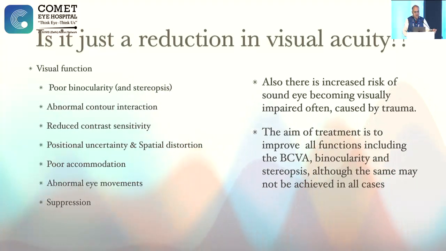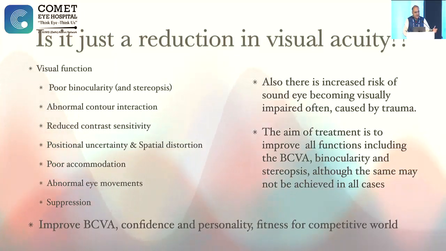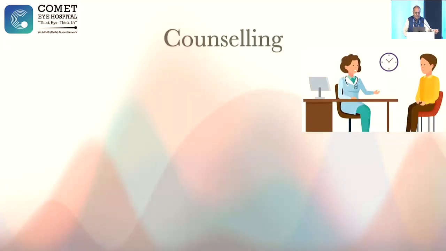Also, there are studies which talk about how the sound eye can get trauma because of the other eye being amblyopic. And here what we try to improve is the BCVA, binocularity, stereopsis. If not all, at least some of them can be achieved. The idea in the present day's competitive world is to improve the BCVA, improve the confidence and personality of the child, and make him fit for the competitive world and its future medical examinations.